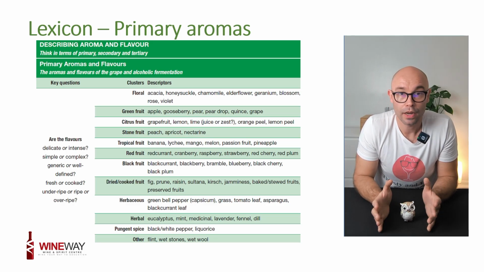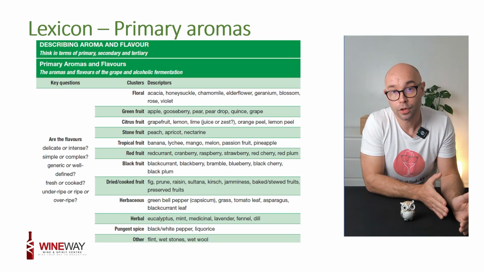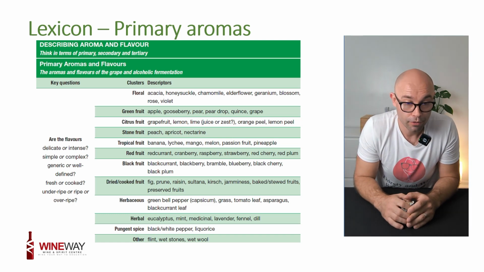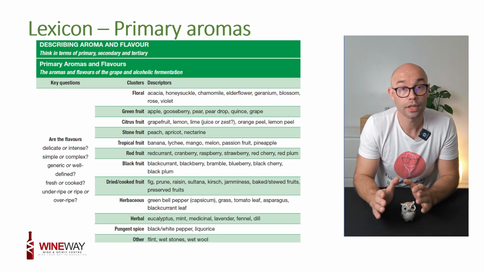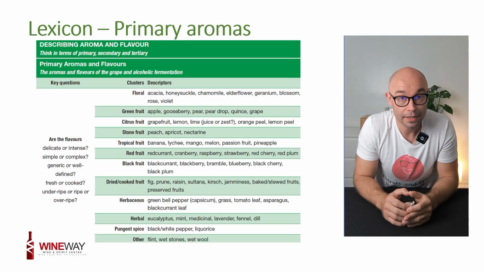Okay. For red wines, it's a little bit different. Red wines can either be red fruit dominated, like Pinot Noir. Pinot Noir always has red fruit, versus a Cabernet Sauvignon that is always dominated by black fruit.